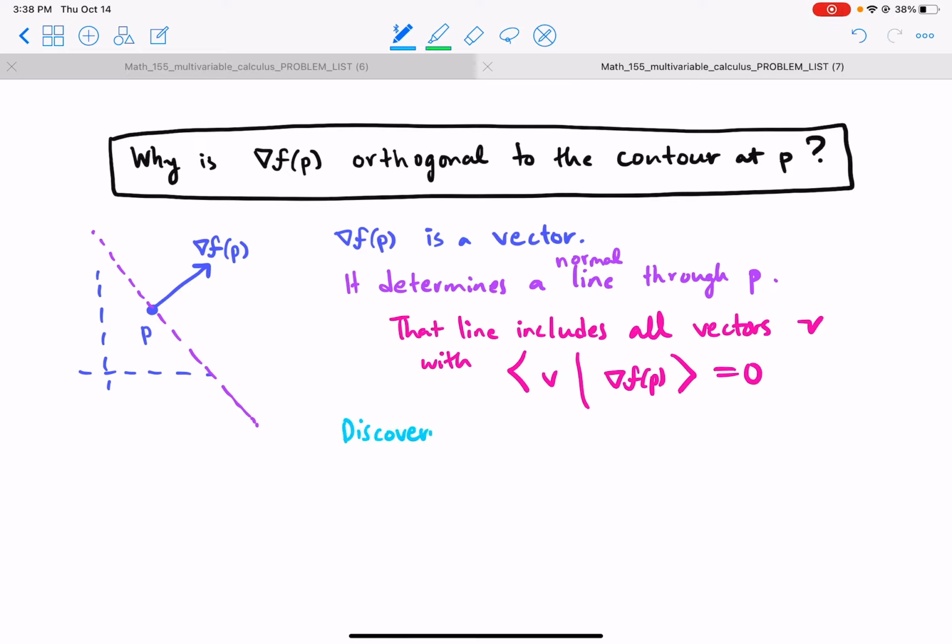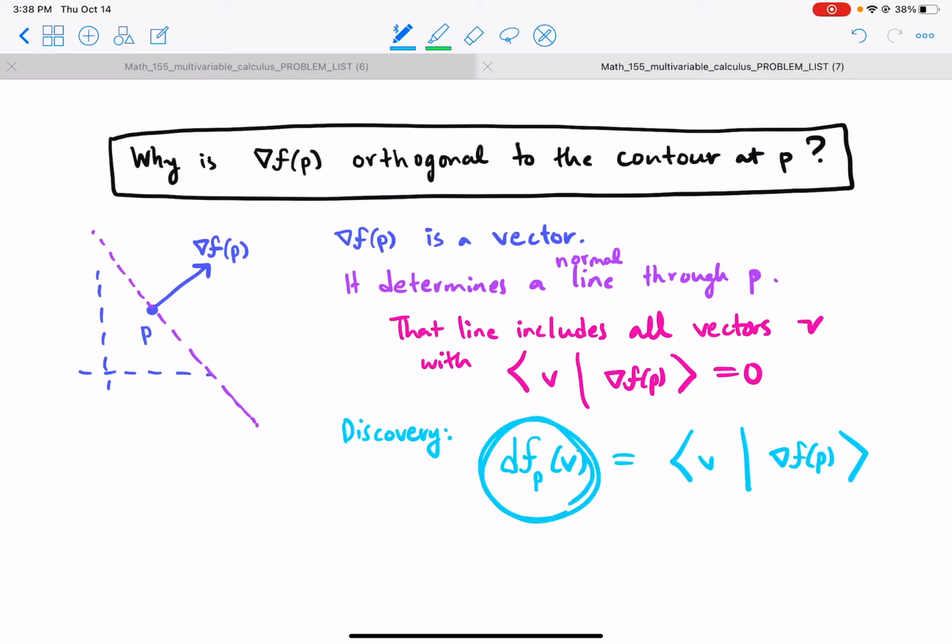Discovery. The derivative of f at P in direction v is equal to that dot product. This is what we saw was amazingly the case, that this one-row Jacobian, we take v and we make a linear combination of its columns. In the case where f has one output value, we get one row, and that one row we can interpret as the gradient, and then the derivative is the dot product. Okay.